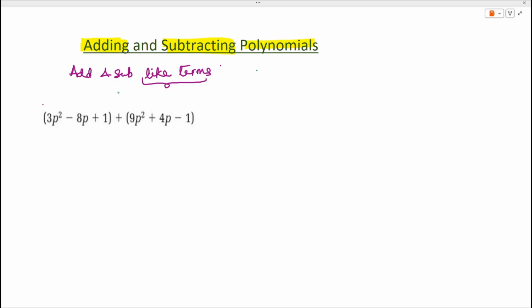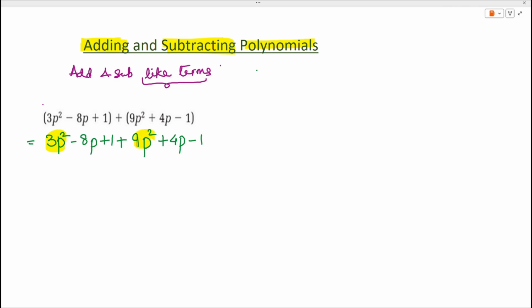If these are the two polynomials which need to be added, what we have to do is first open the bracket, which means it will be 3p square subtract 8p plus 1. And because outside the bracket there's a positive sign, we need not worry. So we can just open the bracket, which means now this polynomial will be written as plus 9p square plus 4p subtract 1. Now we'll identify the like terms.